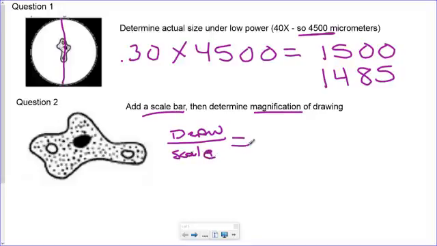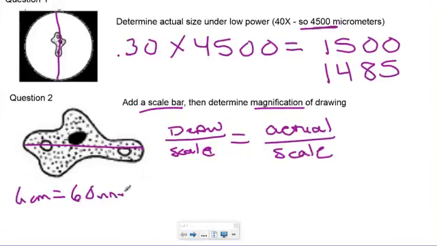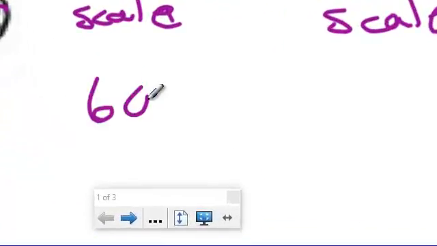Then you will simply do a ratio to the actual size here. And then you want to know what size is the scale bar underneath it. Okay, so the first step is you need to actually draw and determine with a straight line, this is not exactly straight, how long the organism actually is. And if you measure that with a ruler, you're going to get about 6 centimeters. And so 6 centimeters will convert into 60 millimeters, which will then convert into 60,000 micrometers.